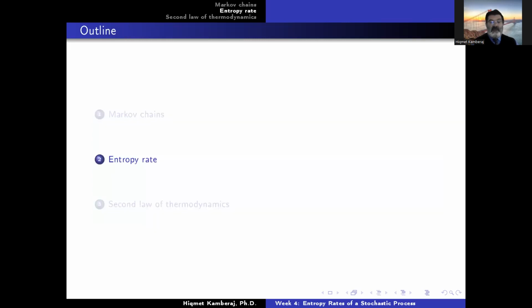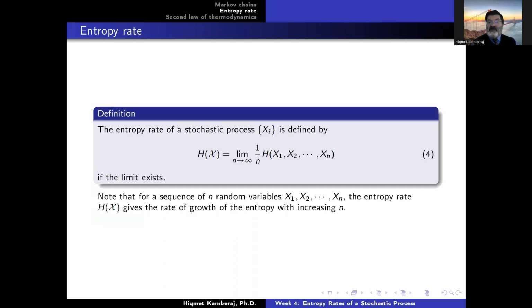Next, we'll talk about the entropy rate. By definition, the entropy rate of a stochastic process chi is defined as H of chi equal to the limit, where n goes to infinity, of 1 over n times the joint entropy of the random variables X1, X2, ..., Xn, if this limit exists, of course. Note that for a sequence of n random variables X1, X2, ..., Xn, the entropy rate H of chi gives the growth rate of the entropy with increasing n.